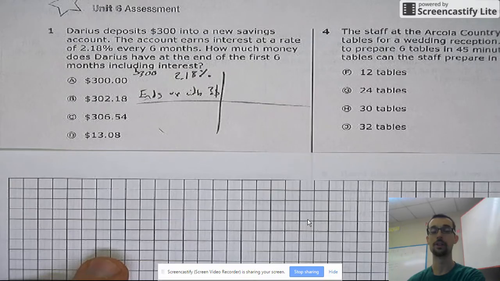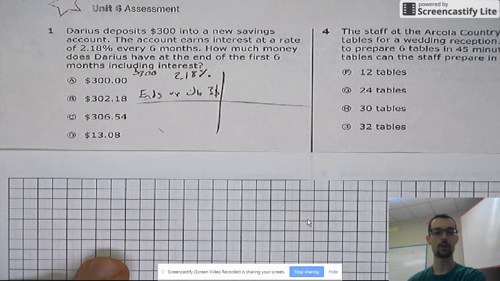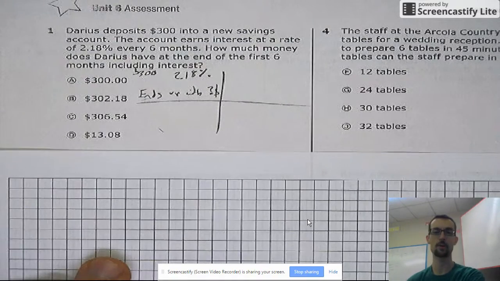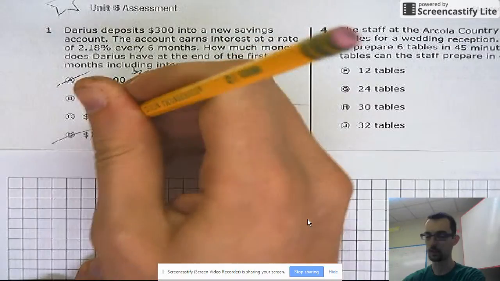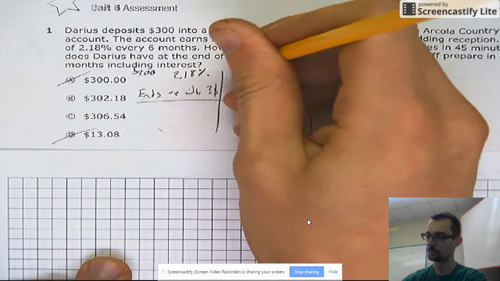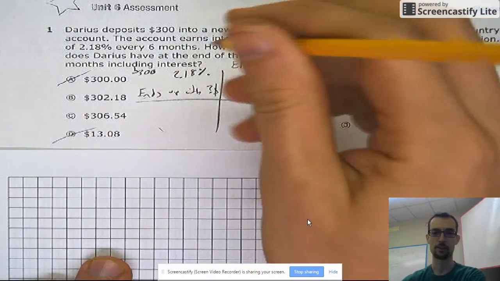Okay, so basically I need to find, let's think about this. He's putting his money in a savings account and he earns interest on it. So he should have more money at the end of the 6 months than he did when he started. Otherwise, why would you put your money into a savings account? So that gets rid of choices A and D already. So one of my strategies was I eliminated wrong answers, right?